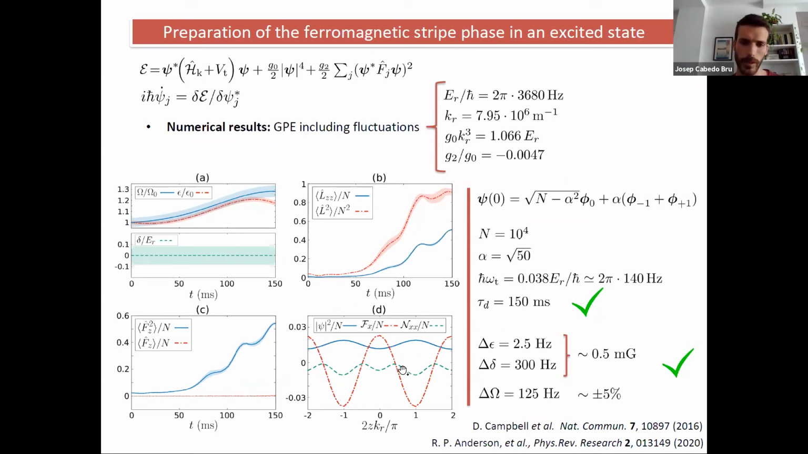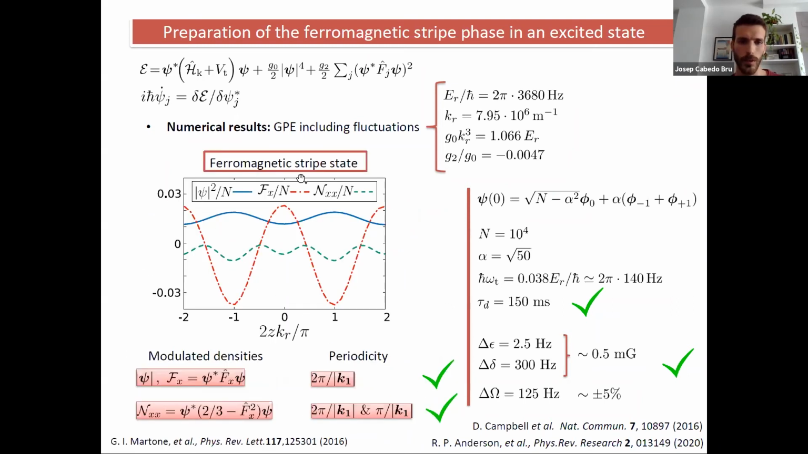And more importantly, here there's a snapshot of the state at the end of the drive for a single realization. And we see that it indeed has all the properties that we ask of it. It's a ferromagnetic stripe, and we can tell this from the density modulations, also from the spin density modulations and the nematic density modulations, which are in the expected periodicities and amplitude. And all of this is achieved now in 150 milliseconds, which should be accessible in a real experiment. And like I said, the noise is in accordance with realistic magnetic noise and realistic stability for the intensity of the laser beams.